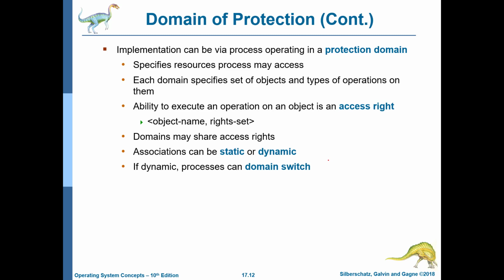As we have discussed before, any kind of protection domain will basically have to specify all the resources that a process may access. These can be hardware resources or software resources. Furthermore, the ability to execute an operation on an object is again an access right. So for a given object, we could have a set of access rights along with it. And furthermore, domains may share access rights, which can be conferred to them either statically or dynamically. This is something that we have discussed.